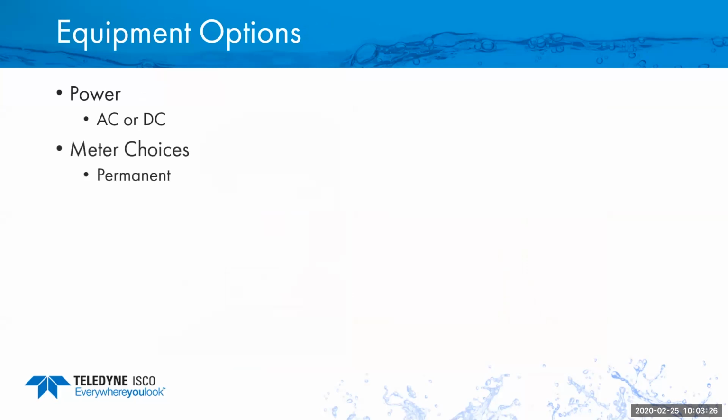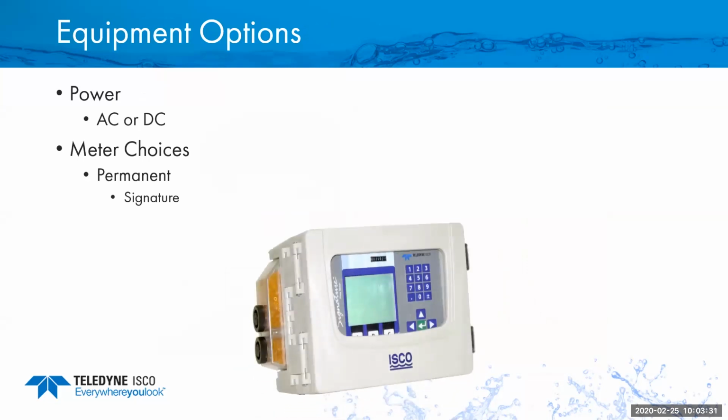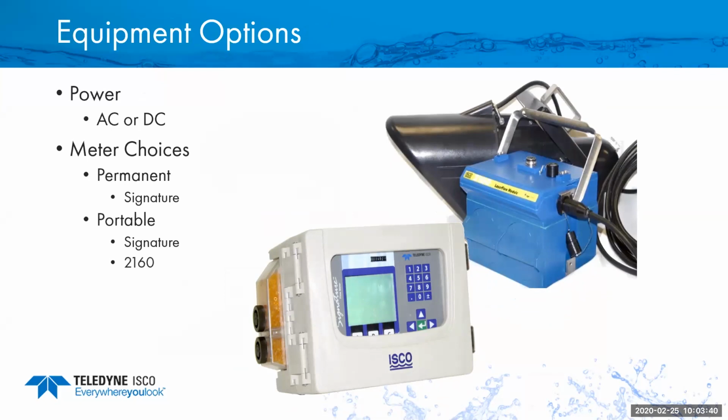When you're looking at your equipment options, you need to look at whether you have AC or DC power, and depending on which one, you have a couple of choices for your meter. One would be the Signature flow meter, which can be both portable or permanent. The other would be a 2160 or blue box unit. A lot of people are familiar with the 2150s out there. It uses the same concept with the 2100 series platform, and I'll talk about that a little bit. The blue box unit is typically battery powered, wakes up, takes a reading, and goes back to sleep. They're more waterproof and designed to be in the manhole environment.